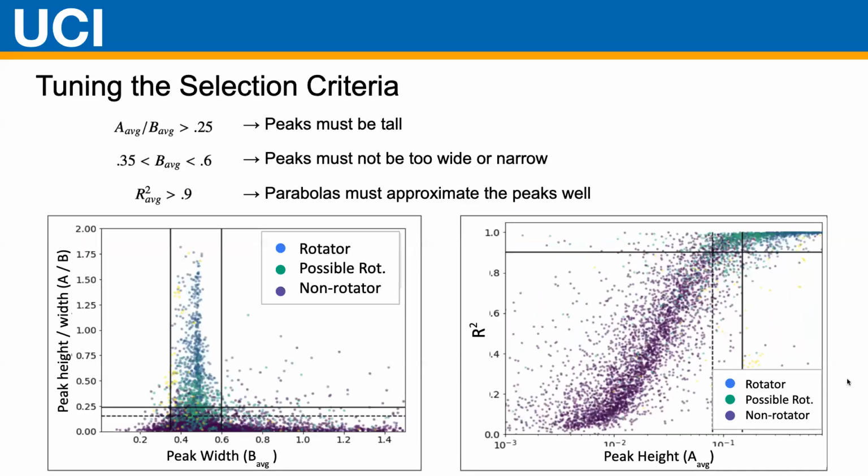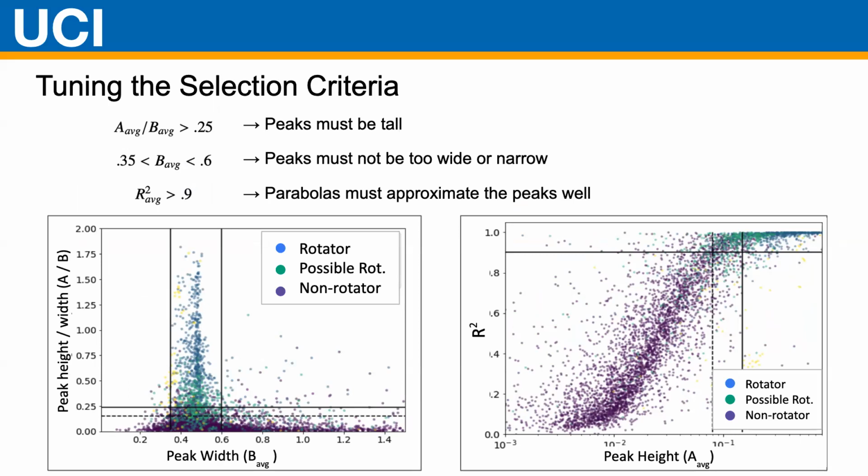But you can see when we calculate all these summary statistics and we plot them out, we actually do a really good job separating the rotators from the non-rotators. The way I made these plots is I sat through and I hand tagged a couple thousand rotators by hand to basically build up my own training set.